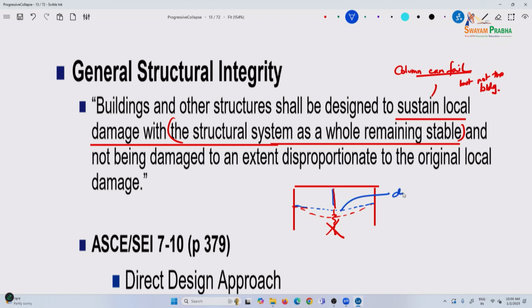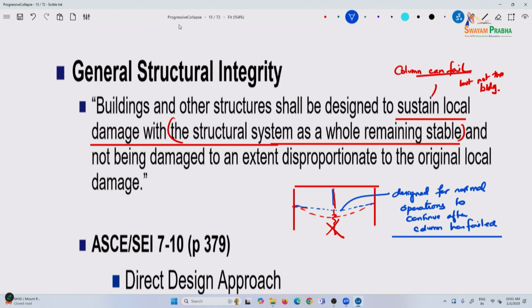So, this is designed for normal operations. We call it serviceability here. To continue after, you definitely will require repairs, but the structural integrity is still maintained.